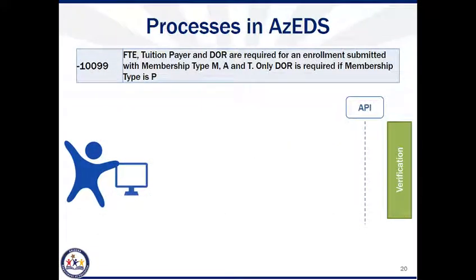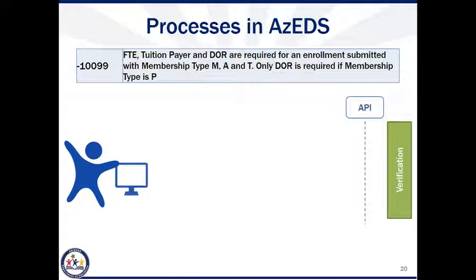So let's talk about process and AzEDS. This is one that we see, and we actually had the IT team pull the highest integrity errors for the year. We analyzed the huge spreadsheet they sent us, and we were able to identify which integrity error we see the most. This was the biggest offender: FTE, tuition payer, and DOR are required for an enrollment submitted for a membership of M, A, or T. Only DOR is required if membership is type P.